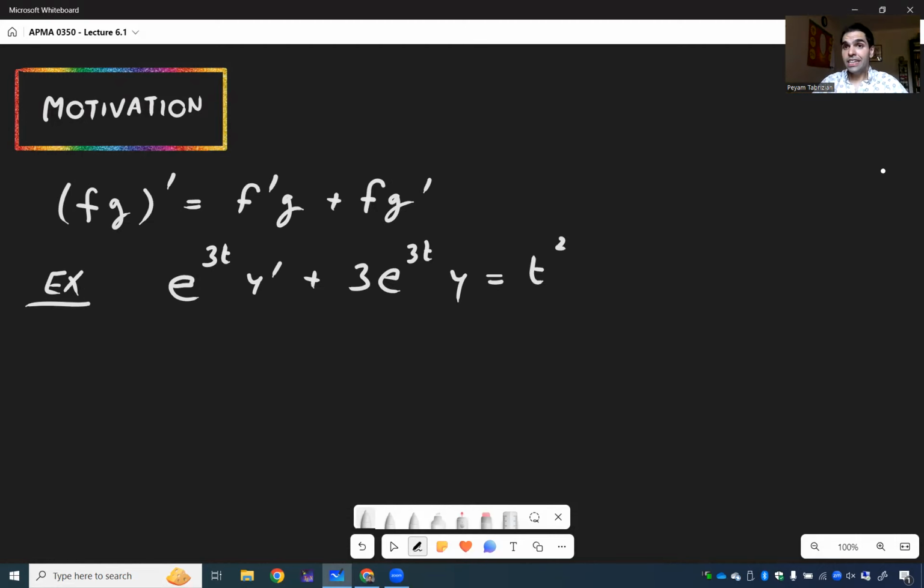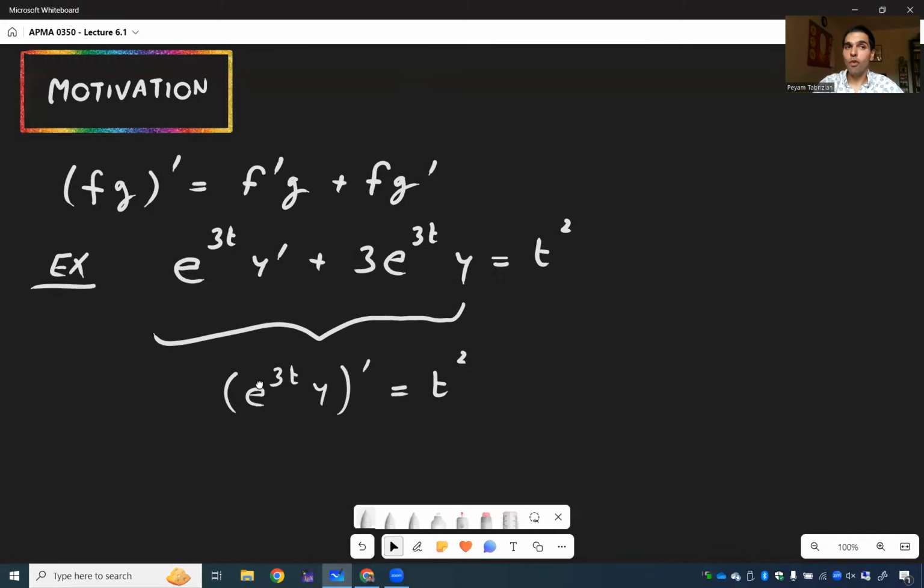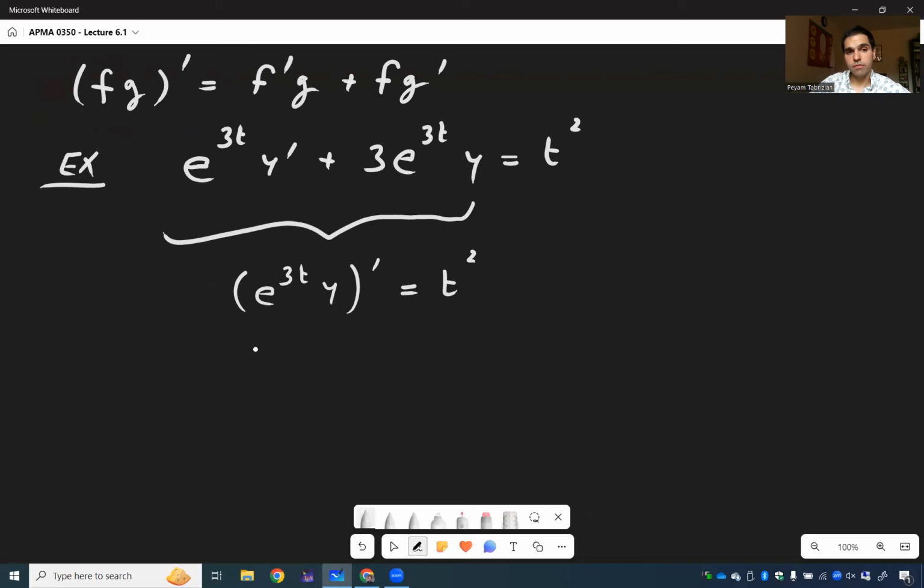And the idea is, by the product rule, this whole thing, at least the left-hand side, is just the derivative of one function, which is e^(3t) y. Because if you expand this out, you get 3e^(3t) times y plus e^(3t) y', and that equals t squared. And then using this, we'll actually be able to solve for y using integration.